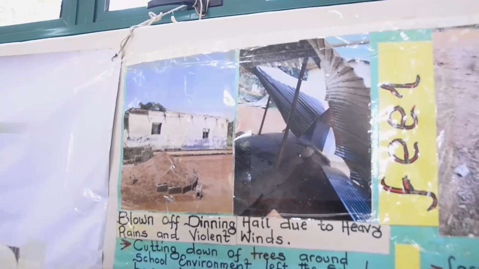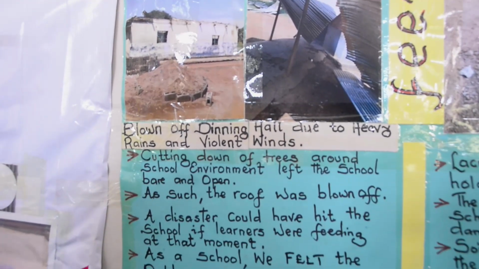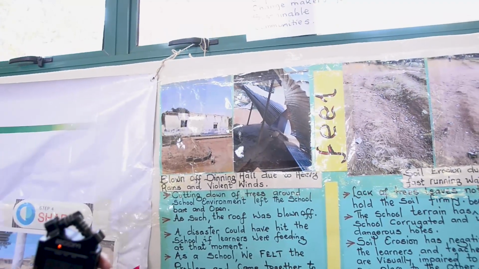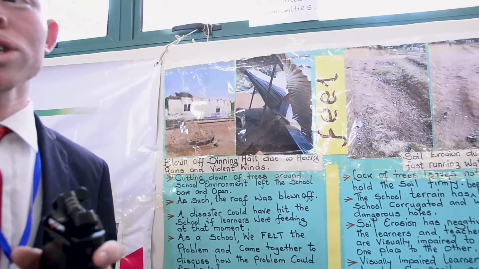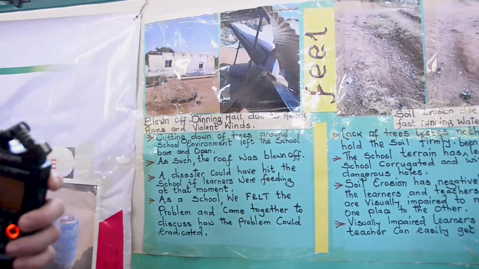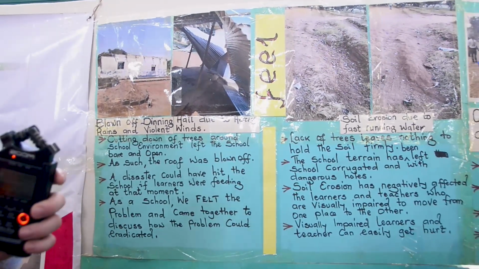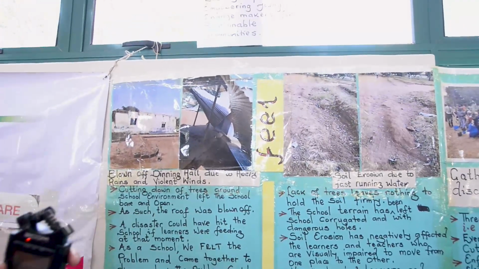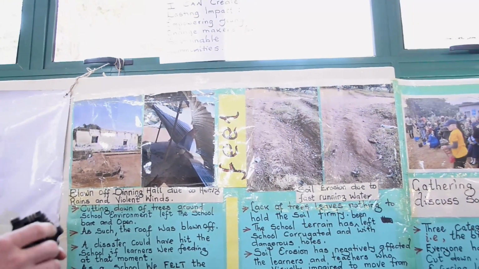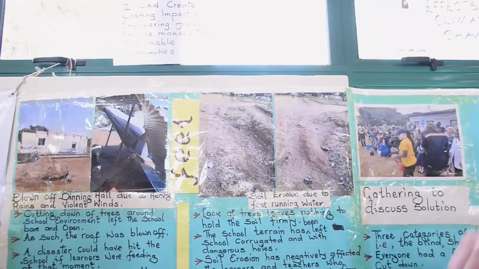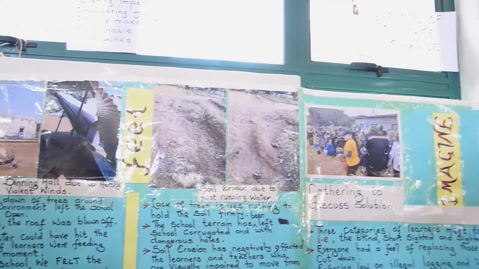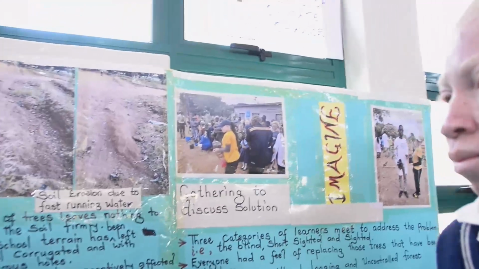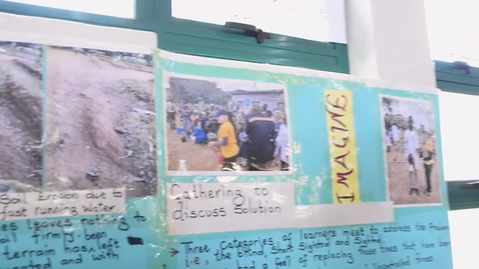For example, when there are violent winds, the trees act as wind breakers. In 2024, we had two big trees at our school which were playing a very important role, preventing the strong winds from reaching the buildings directly. Now, when those trees fell down, our dining hall was blown off. As a result, it also affected us who were eating our meals from outside.